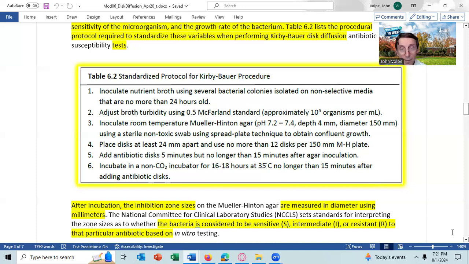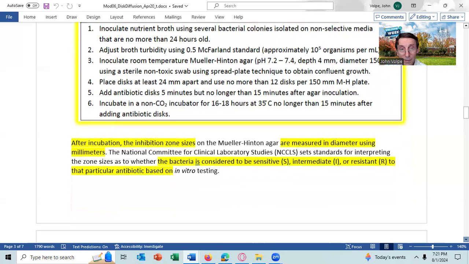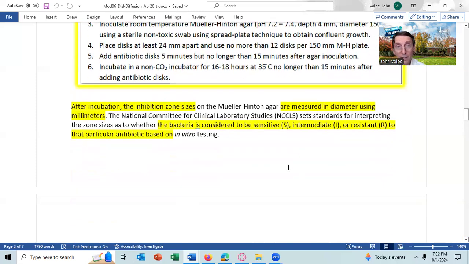After incubation, the zones of inhibition are then measured in their diameter using millimeters. You then compare the measurement to a table set up by the National Committee for Clinical Laboratory Studies to determine whether the bacteria is sensitive, intermediate, or resistant to that particular antibiotic.